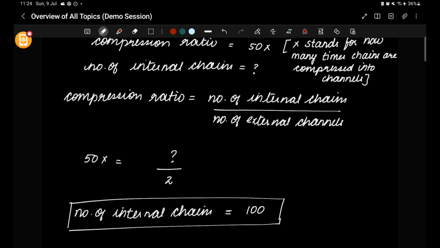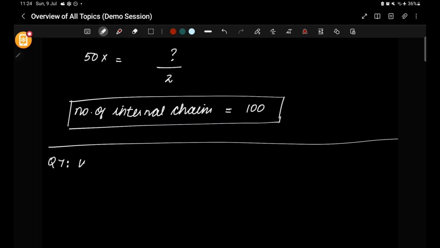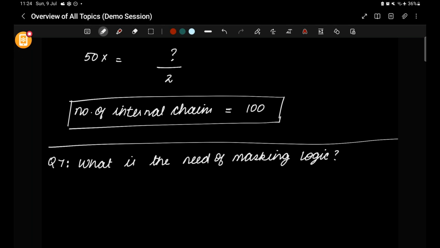So I'll just ask one question from EDT. This is question 7. What is the need of masking logic? In the same way, we can discuss all the other things. What is the need of decompressor? What is the need of compressor? In the same fashion, we can discuss it for all the other logics which are there in the EDT logic.